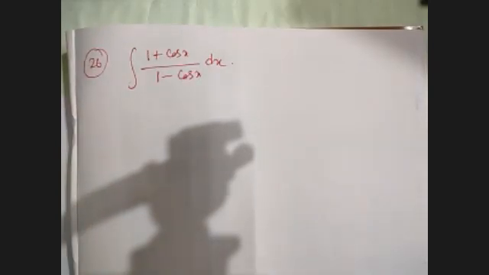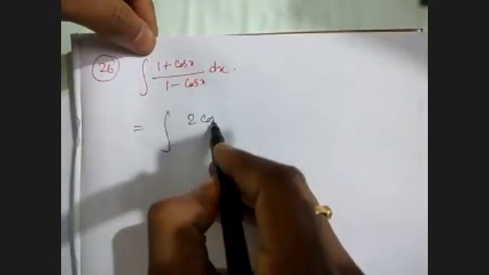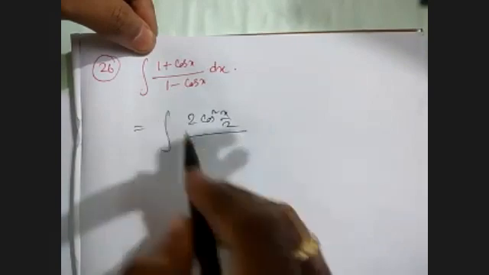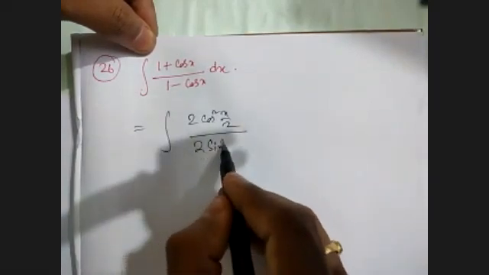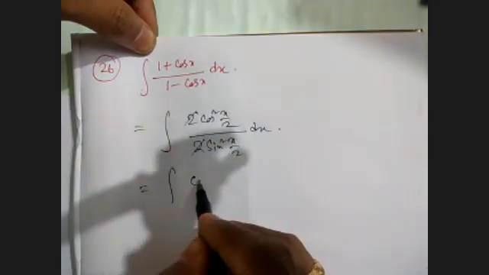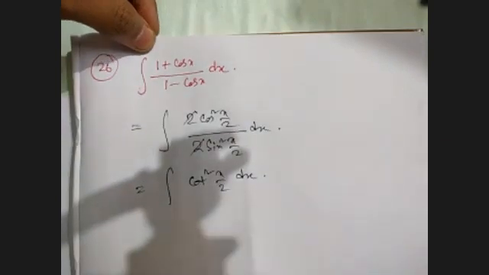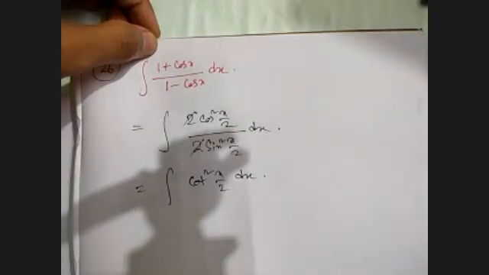Sir, rationalize we have to do. Sir, we have to convert it into 2 cos square x by 2 by 2 sin square x by 2. Yes, 2 cos square x by 2, this is the formula, over 2 sin square x by 2 dx. 2 cancels, that means cot square x by 2 dx. Now is there any integration formula of cot square x by 2 dx?